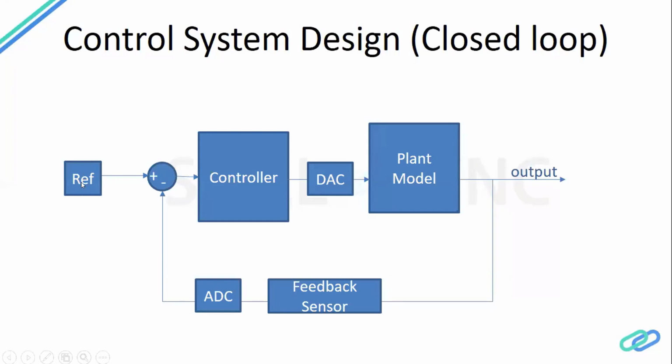I hope my audio is there. You compare it with the input reference which you give, and then this little part here, the error, is taken as input to your controller, and then the controller manipulates the input which is to be sent to the plant model to get the desired output. Without pictures, it's a simple schematic to explain.